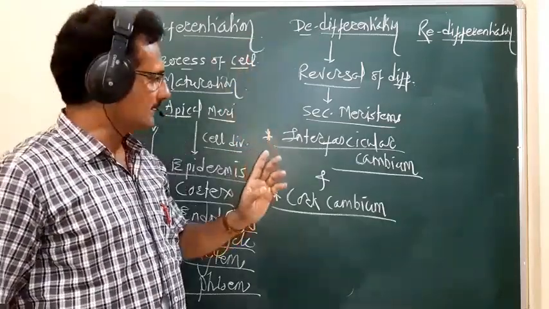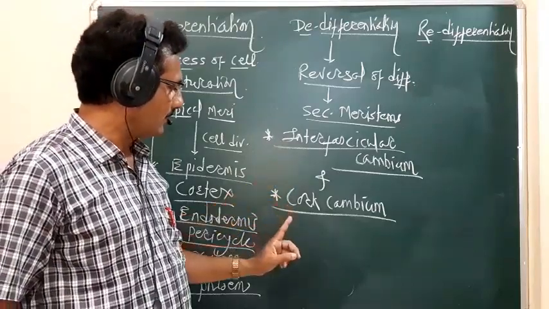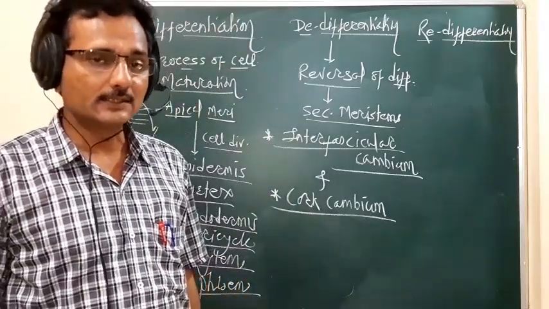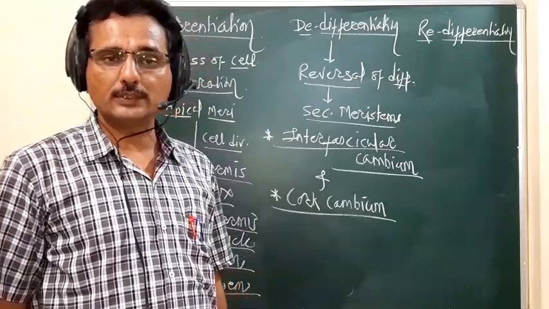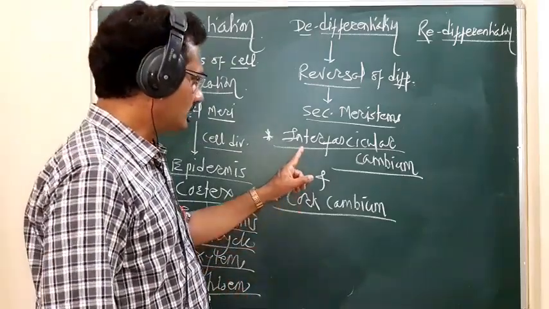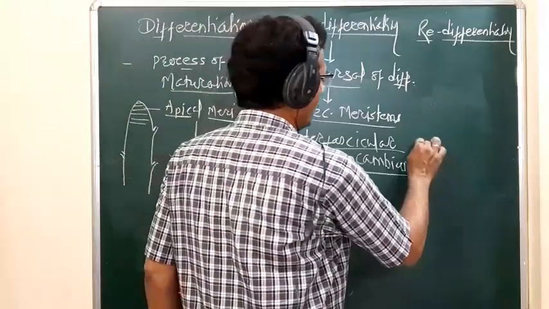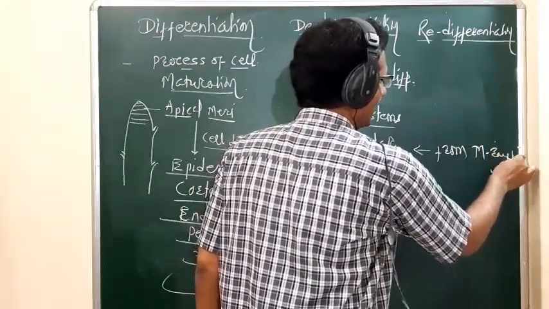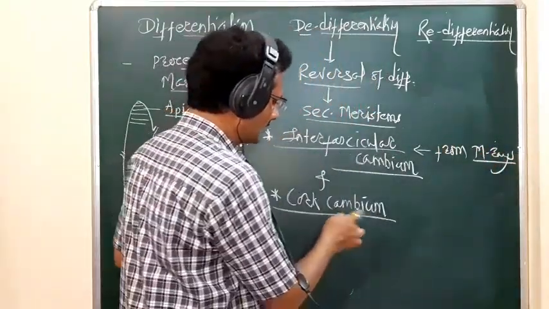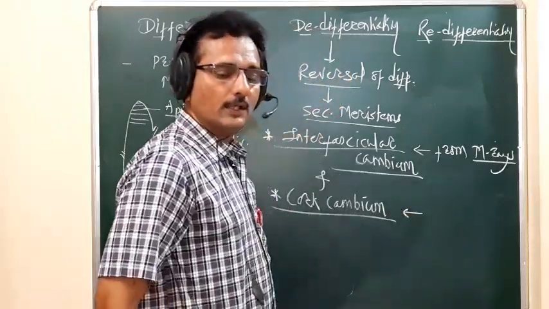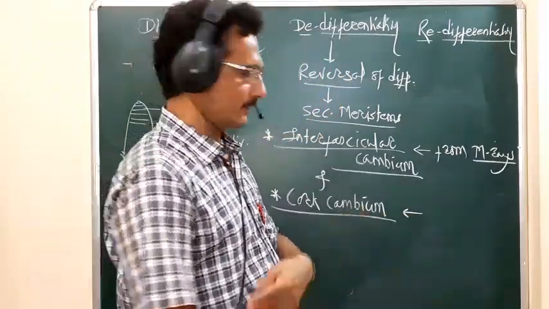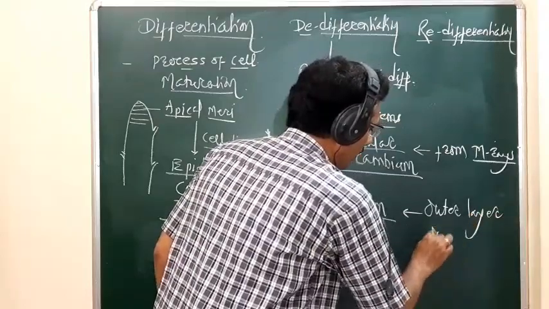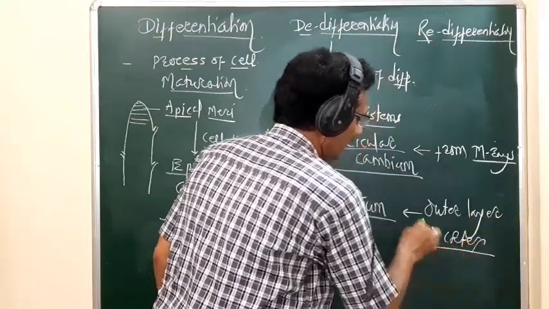Remember, student, the interfascicular cambium and cork cambium are formed from parenchymatous cells. In the sense, the cells which are situated at the medullary ray. So this interfascicular cambium is formed from the medullary rays. And this cork cambium is formed from the outer layer of the cortex.